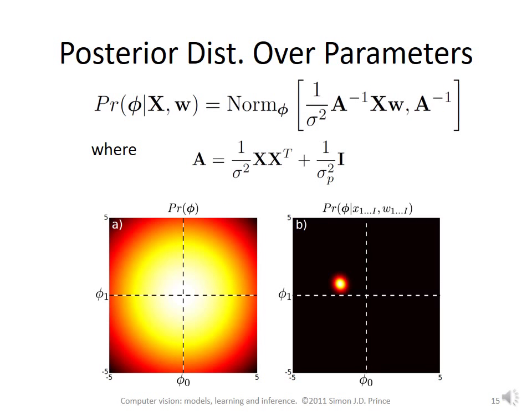Now, when we plug in our two normals, we multiply them together and we get a new normal distribution over phi. This new normal distribution takes into account the prior on the likelihood and the prior on the model parameters, so sigma squared and sigma p squared respectively.